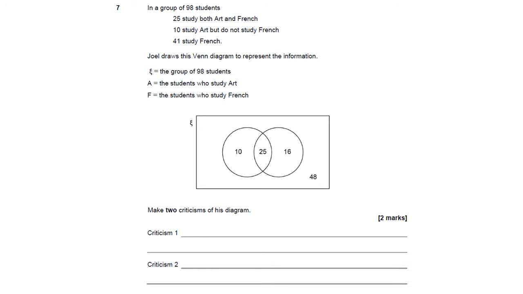We need to mark 2 criticisms of his diagram. Well, first thing we can see is that he hasn't labelled the circles. He's forgotten to put the A and the F on there to tell us which is which. Also, if we add together the numbers on his Venn diagram, we can see that they don't equal 98, which is the group of students. That's what they should total. So he's made a mistake there as well.